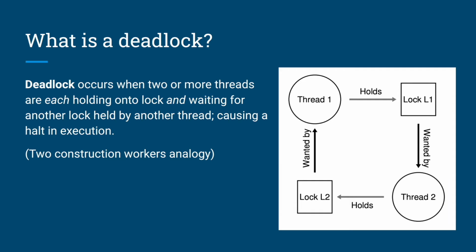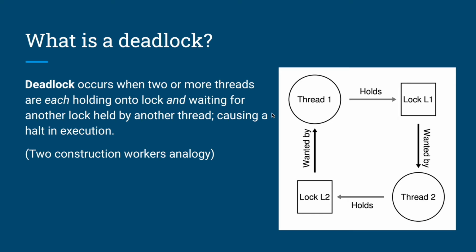Thread 1 is holding onto lock 1 and thread 2 is holding onto lock 2. Both threads 1 and 2 need both of the locks to finish their current thread of execution. However, each thread is holding onto the lock that the other one needs, and neither of them is willing to give up the lock for the other. And this is what we call a deadlock. And as you can see, it's clearly something we want to avoid.